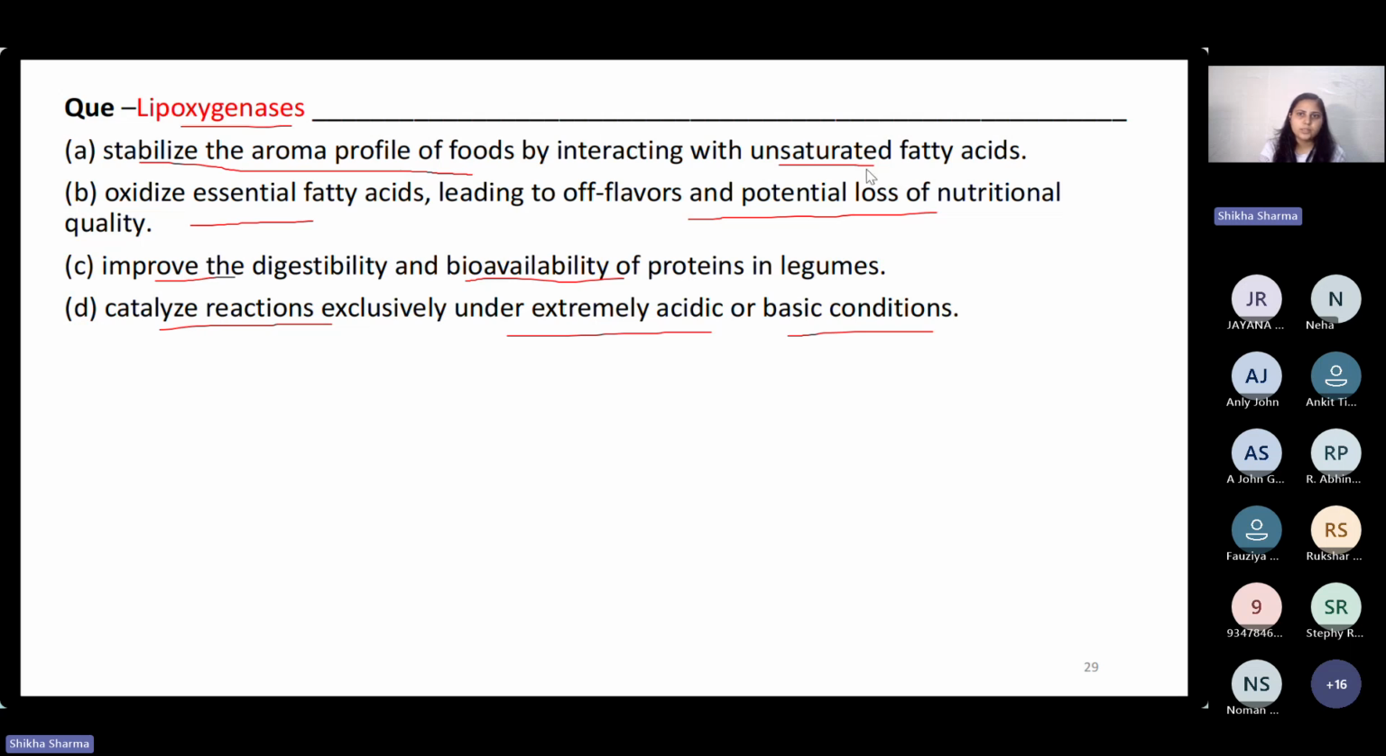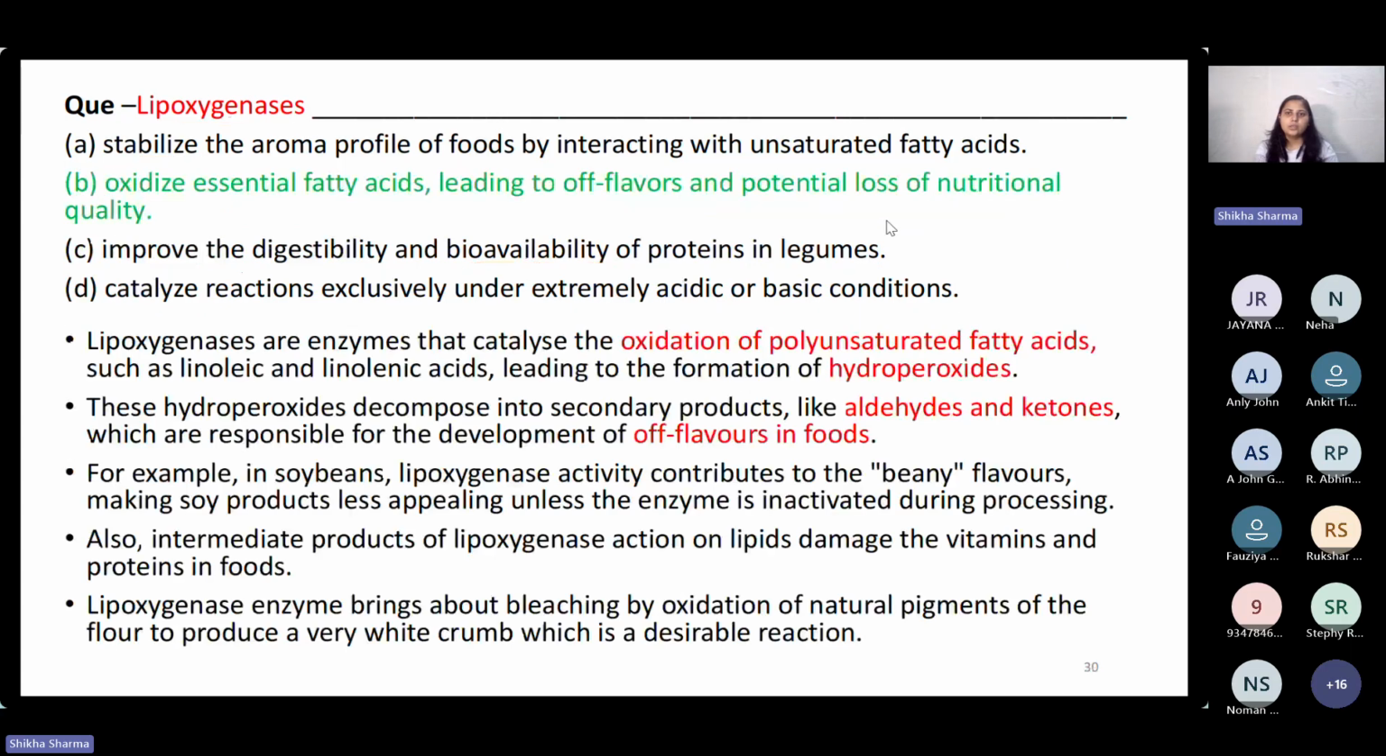So you are saying that oxidized essential fatty acids lead to off flavors and potential loss of nutrition quality, which is correct. This lipoxygenase enzyme catalyzes the oxidation of polyunsaturated fatty acids, PUFA, like linoleic acid or linolenic acid, leading to the formation of hydroperoxides. Hydroperoxides decompose into secondary compounds like aldehydes and ketones, which are responsible for the off flavors in the food.